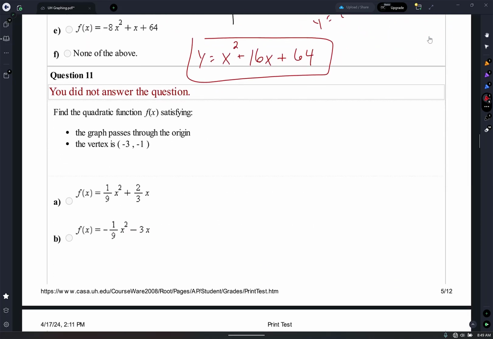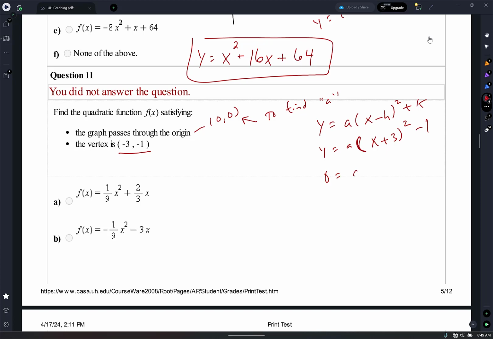All right, here we go. Question 11. Find the quadratic function satisfying, okay, the graph passes through the origin, so that's the point 0, 0. You're going to need that to find a. And the vertex is negative 3, negative 1. y equals a, parenthesis, x minus h, close it, squared, plus k. Negative 3, negative 1. y equals a, parenthesis, x plus 3, close it, squared, minus 1.